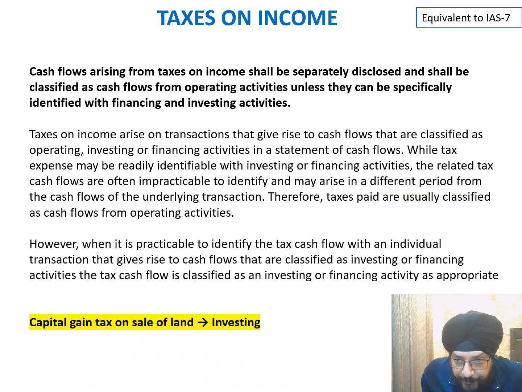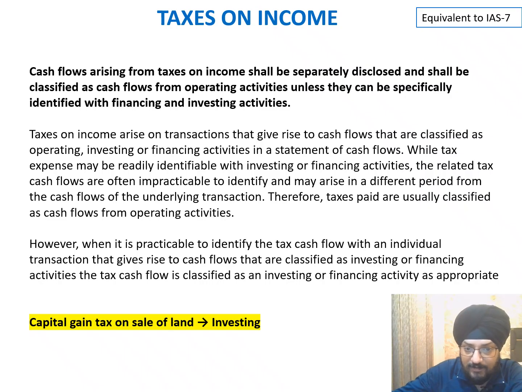Okay. The treatment of taxes on income in the cash flow statement. Typically we pay tax because we are doing the operations, and any payment of taxes would largely be classified as an operating activity, unless a transaction is closely associated with either the financing or the investing activity. In which case, it has to be shown under investing or financing activity.